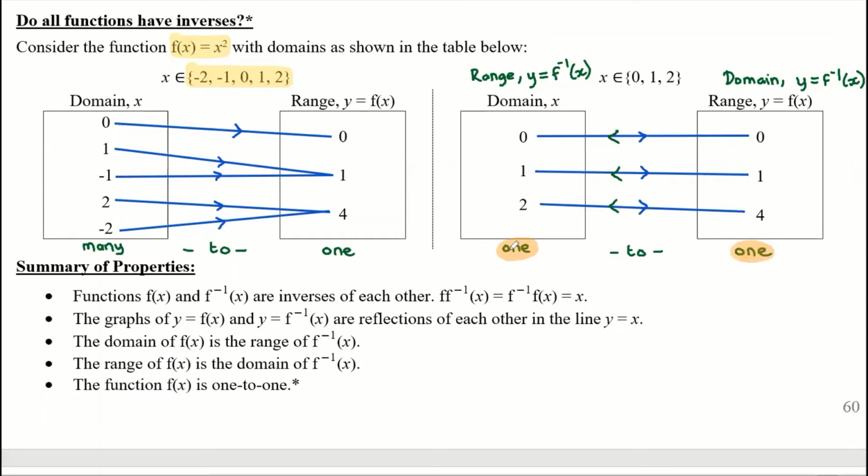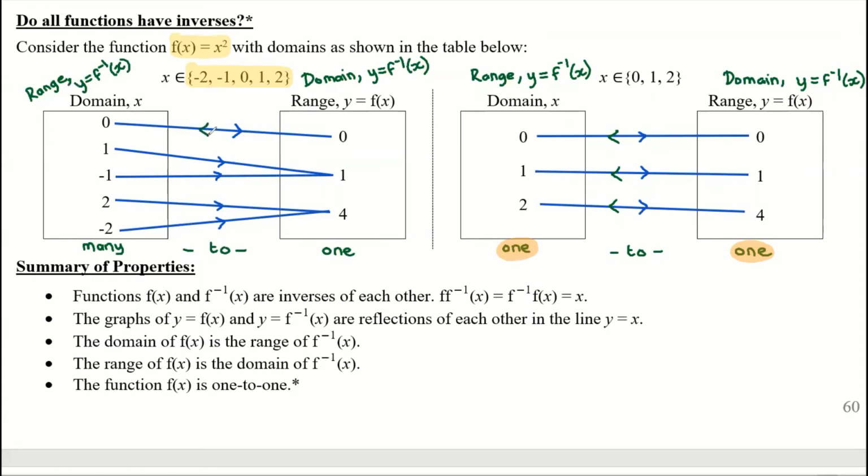Now, if we apply that same logic to our first example here, this of course is the domain. So this set is the domain of y equals f to the -1 of x. I know it says the domain is just the x values, but it's the domain of that function. And over here, this is the range of y equals f to the -1 of x.